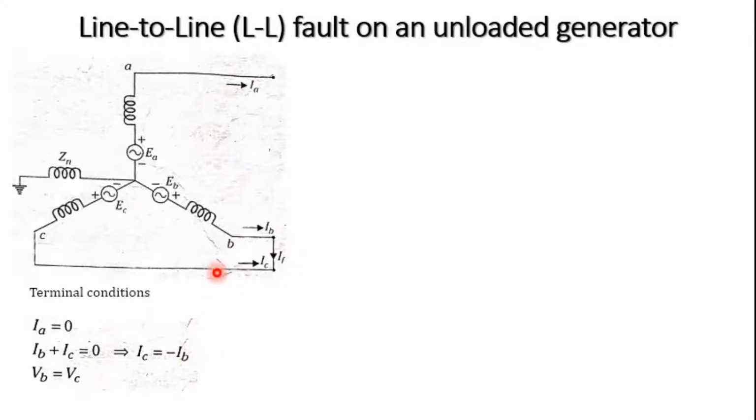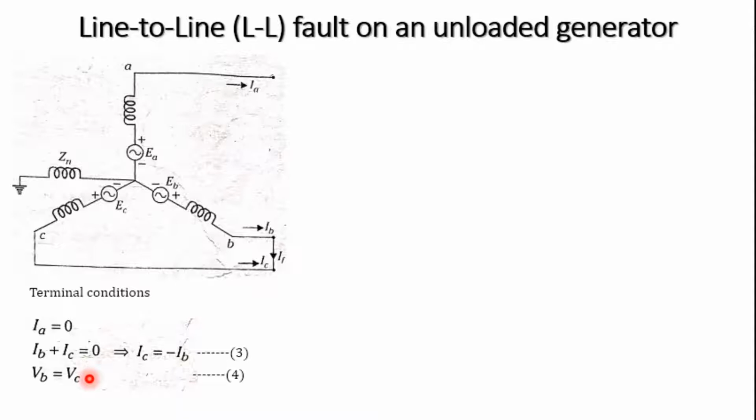One carries a current which is opposite to that of the other phase current. It means that the voltage across B will become the same as that of C, and the voltage across C will become the same as VB. Call this equation 3, that is Ic is equal to minus Ib, and call this equation 4, that is Vb is equal to Vc.